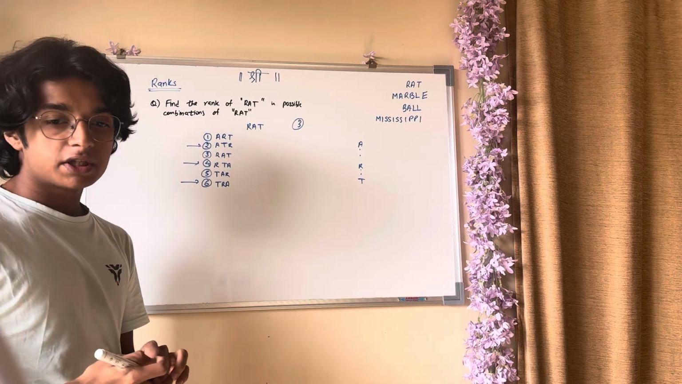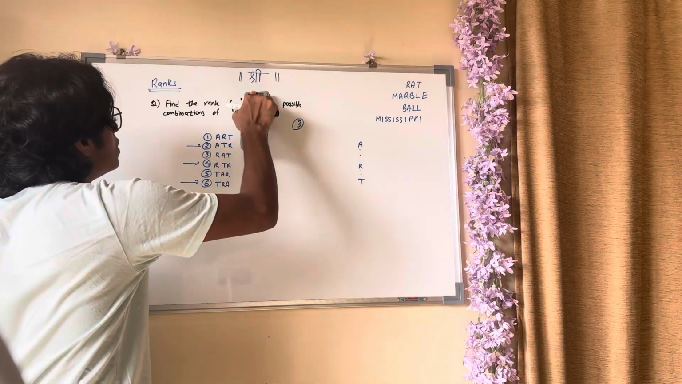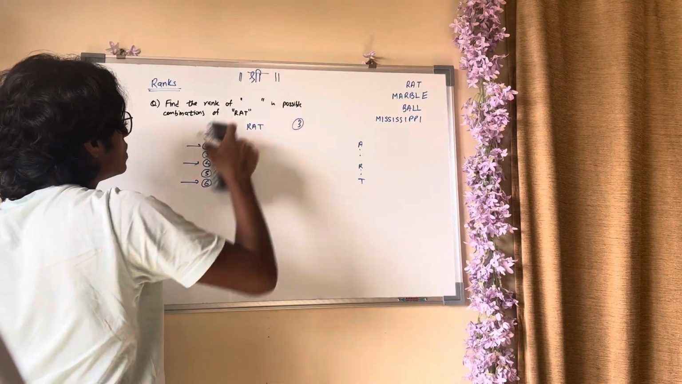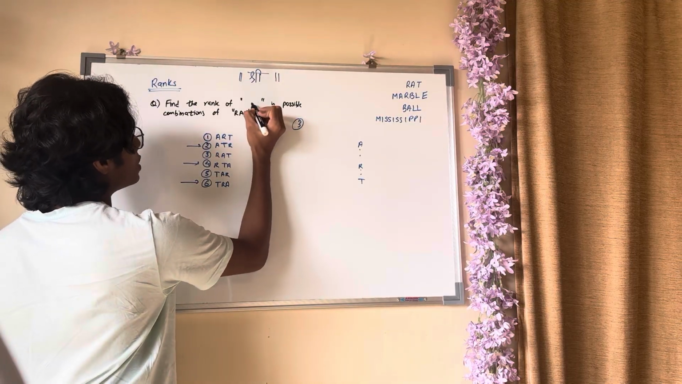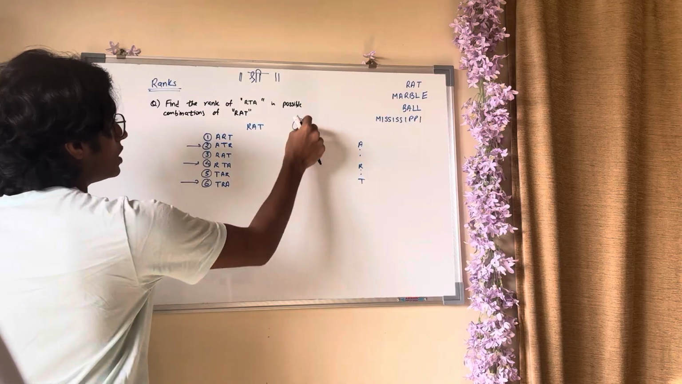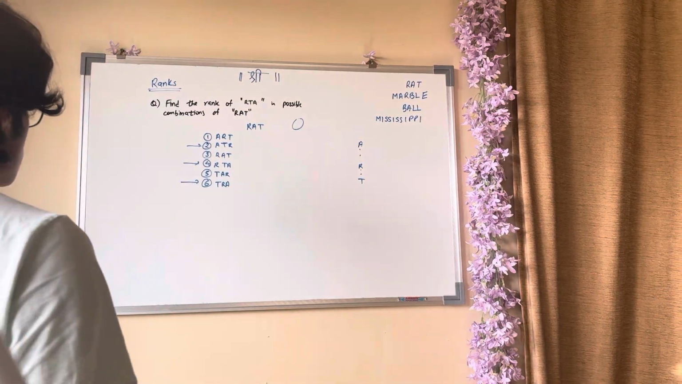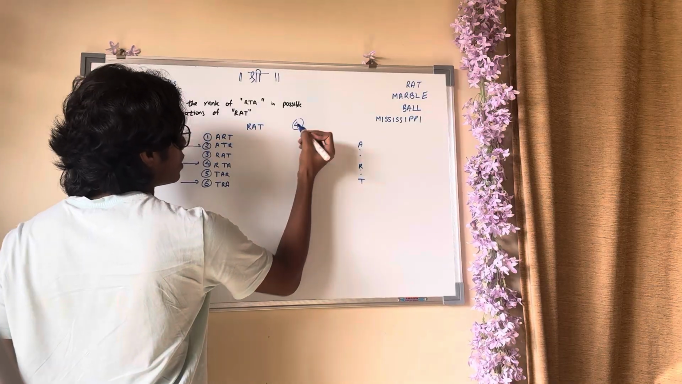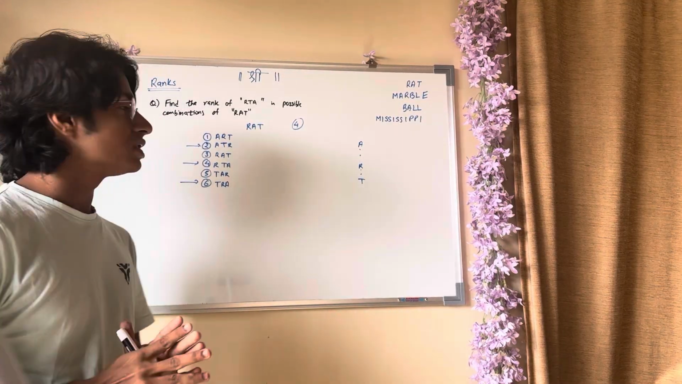Now what if I change the question to find the rank of RTA? Then the answer would be 4. Now here we got a basic idea of how the questions are asked.